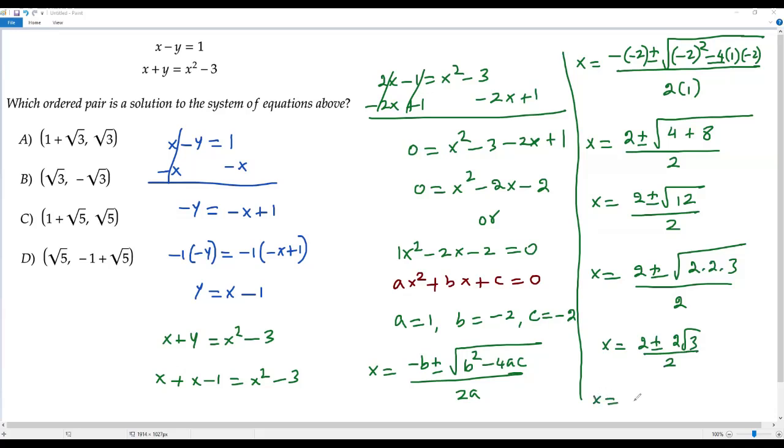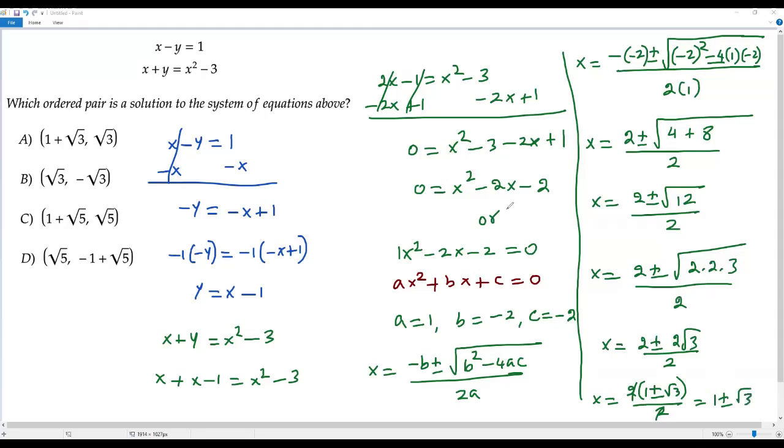Now in the next step, we can factor 2 out in the numerator. If I factor 2 out in the numerator, I'm getting 1 positive or negative square root of 3, over 2. So this 2 will cancel out, and I'm getting 1 positive or negative square root of 3. So I'm getting 2 values for x.